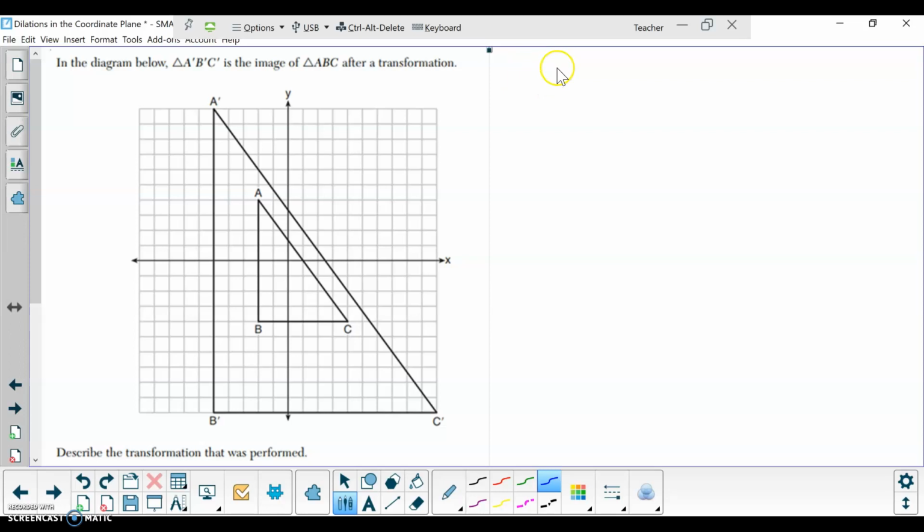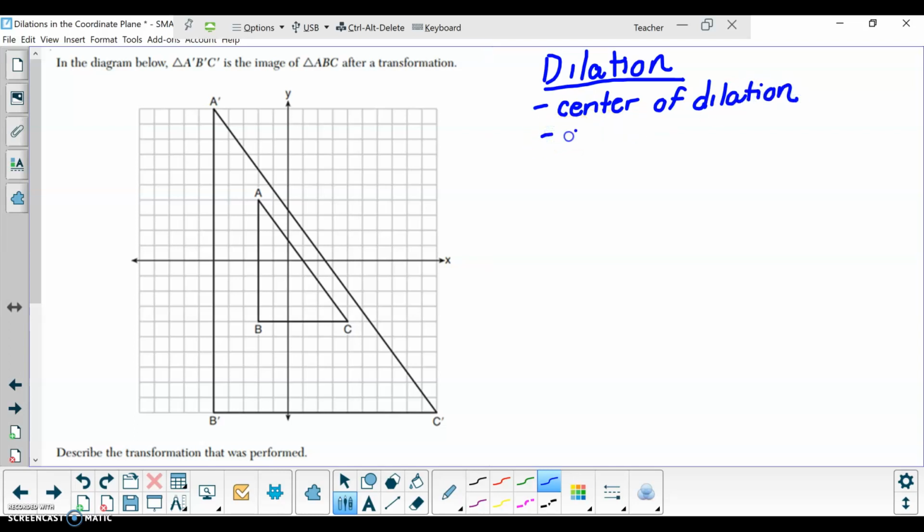All right, whenever you describe a dilation, there are 2 things that you have to include. Whenever you're asked to describe a dilation, you have to include the center of dilation, and you have to include the scale factor. And the scale factor is always the ratio of the image to the pre-image.